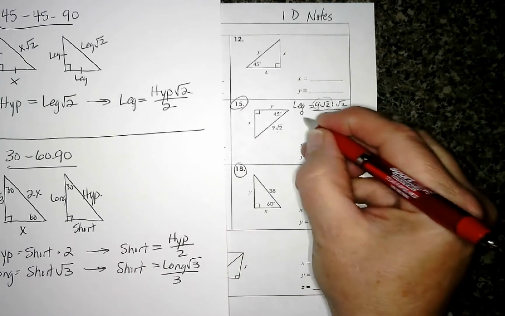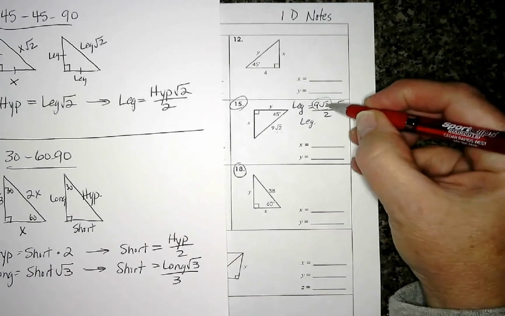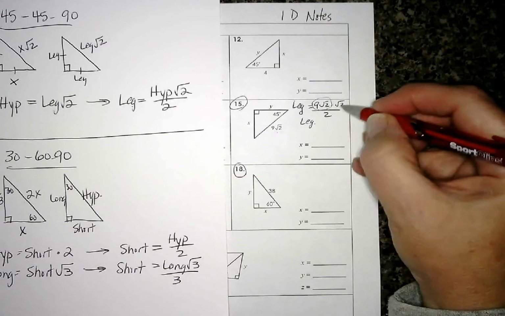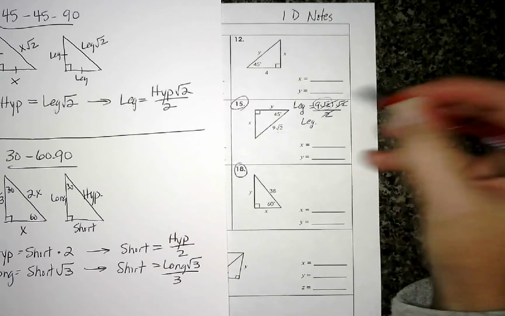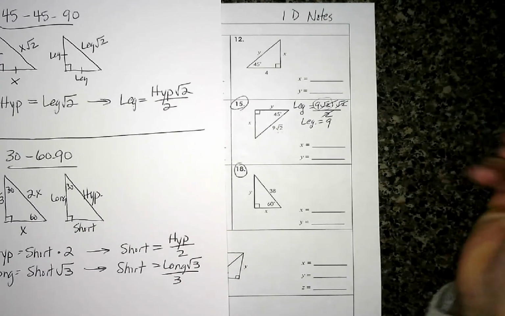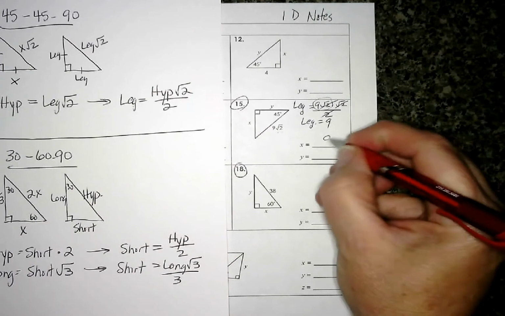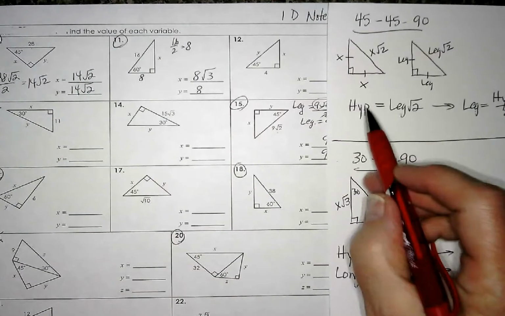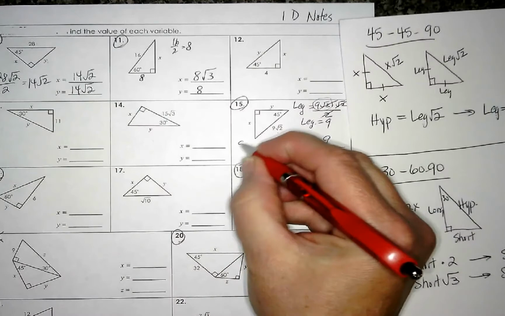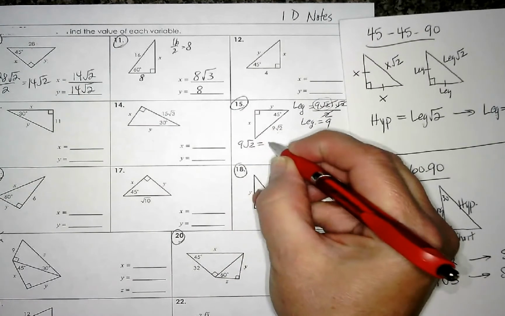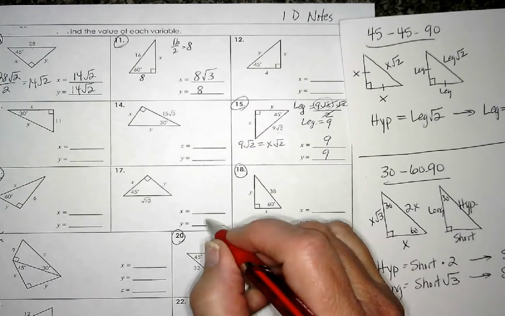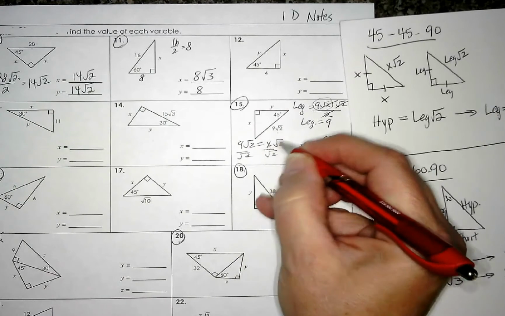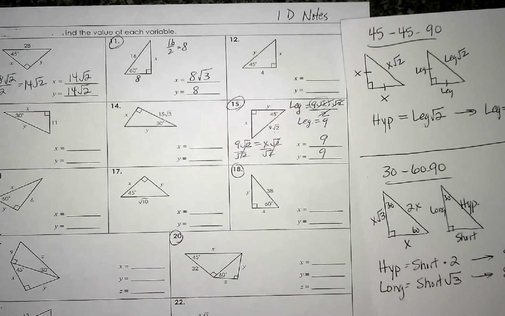Okay, now look what happens. Square root of 2 times square root of 2 is 2. 2 divided by 2 cancels out, so the leg is 9. So both legs are 9. The other way you could do it is using this formula here, where the hypotenuse, 9 square root of 2, equals x square root of 2. Divide both sides by the same thing to get x by itself. x equals 9.